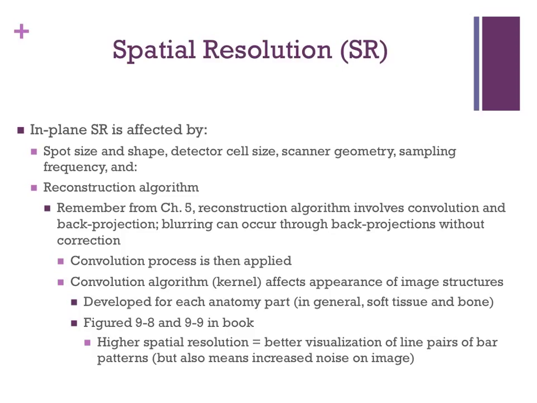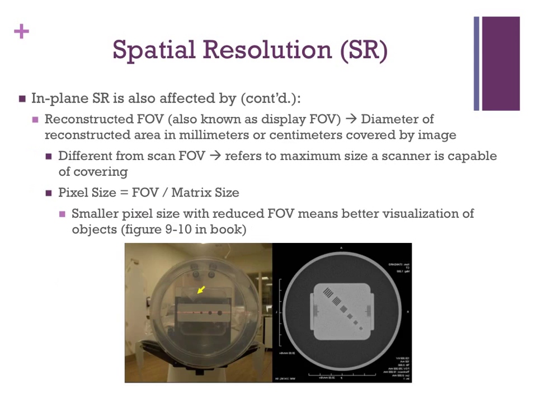Take a look at figure 9.8 in your book to see how two of the exact same objects, which is a slice of a brain scan, are reconstructed from the same scan data with two different reconstruction kernels. The bone kernel produces a much sharper image, and as spatial resolution increases, the noise increases.